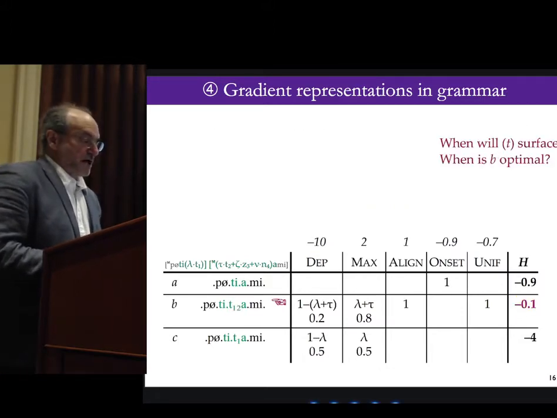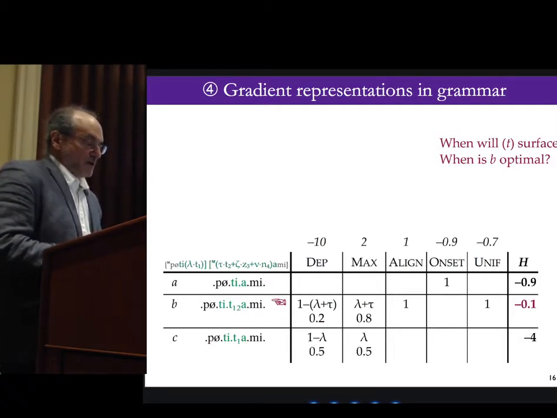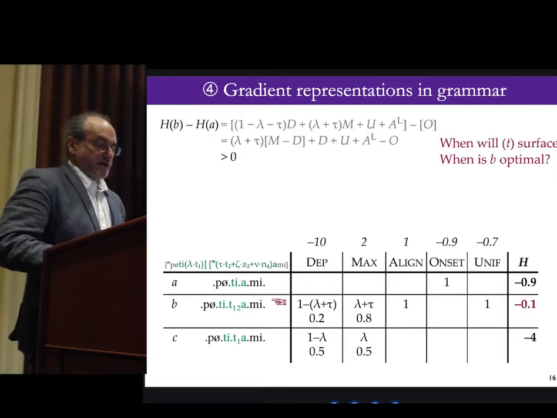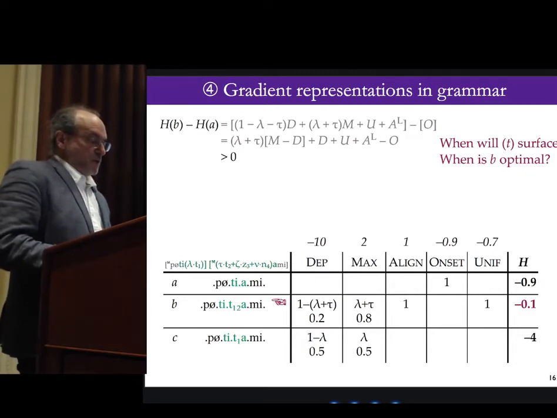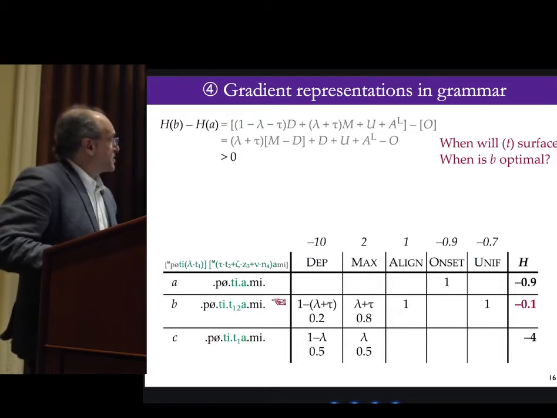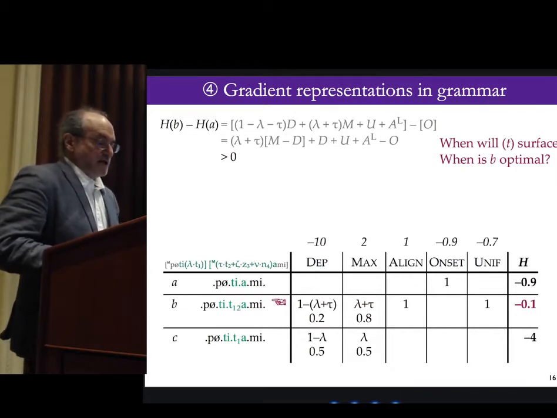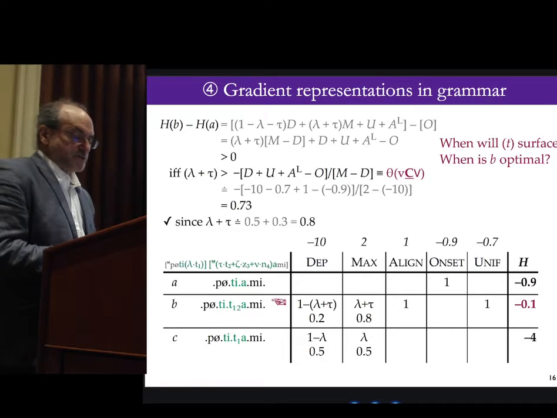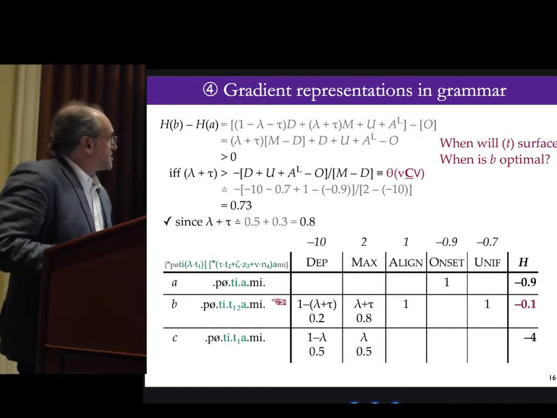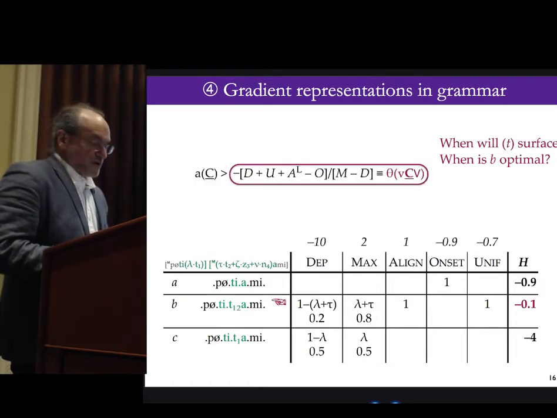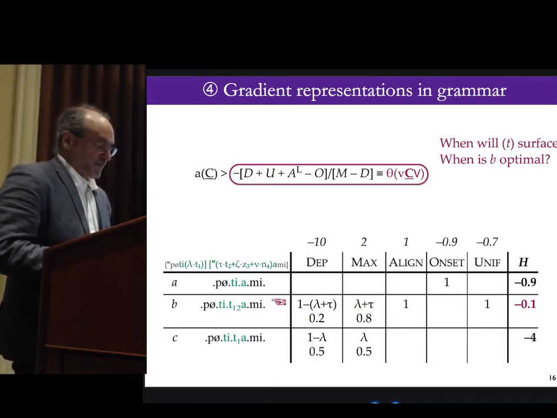Now, under what conditions is it optimal to pronounce this T? When does candidate B beat candidate A, for example? Well, we compute the harmony of B minus the harmony of A and ask when it is positive. The result is this expression here, where D is the weight of the depth constraint, U the weight of the uniformity constraint, and so on. The answer is that B has a higher harmony than A if the total activation of the coalesced input segments, which is lambda plus tau in this case, exceeds this quantity here. This is a threshold for this environment. Underlying material must have total activation exceeding this threshold in order to surface.